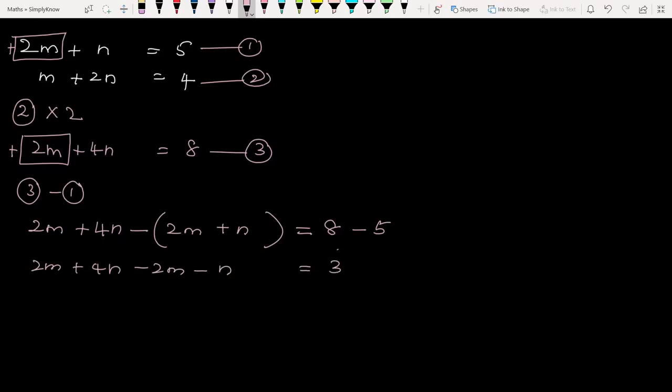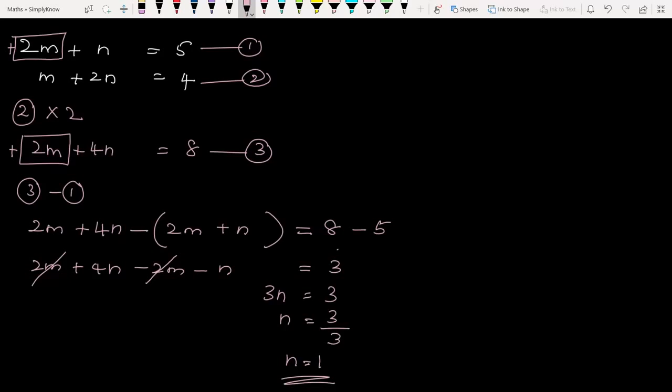Now I can cancel 2m and minus 2m. So I have eliminated the unknown m. Then I can easily find the value of n. 4n minus n is 3n equals 3. So n equals 3 divided by 3, which is 1.